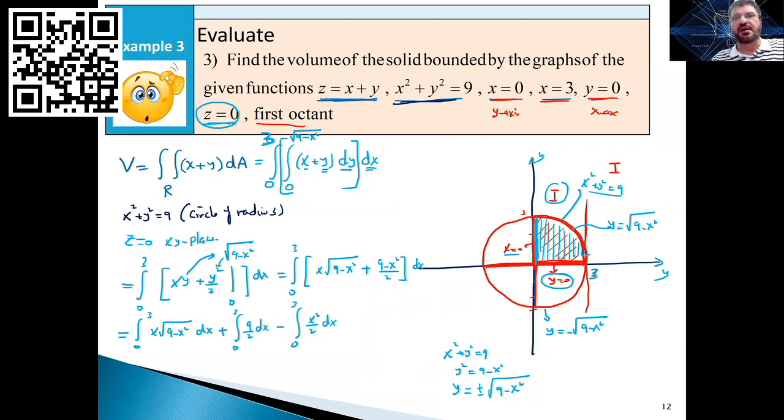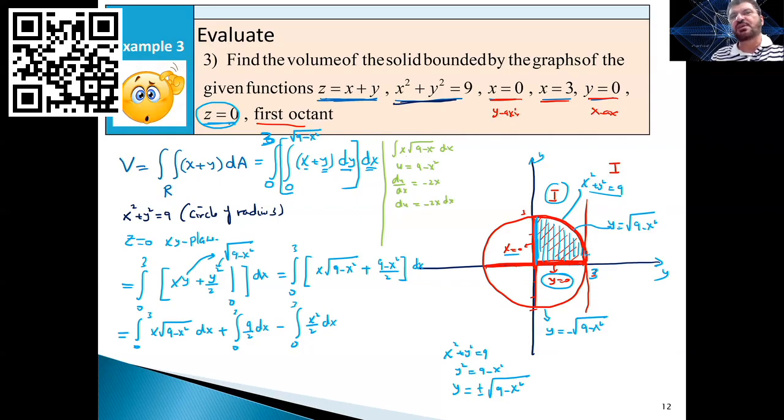Let's find how we can integrate x square root of 9 minus x squared dx. Here you can let u equal 9 minus x squared. So what's du over dx, guys? It's negative 2x, isn't it? Bring dx here. So du is minus 2x dx.